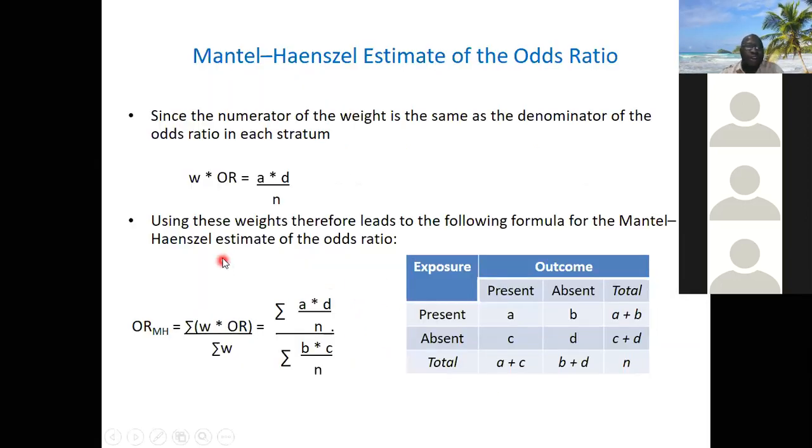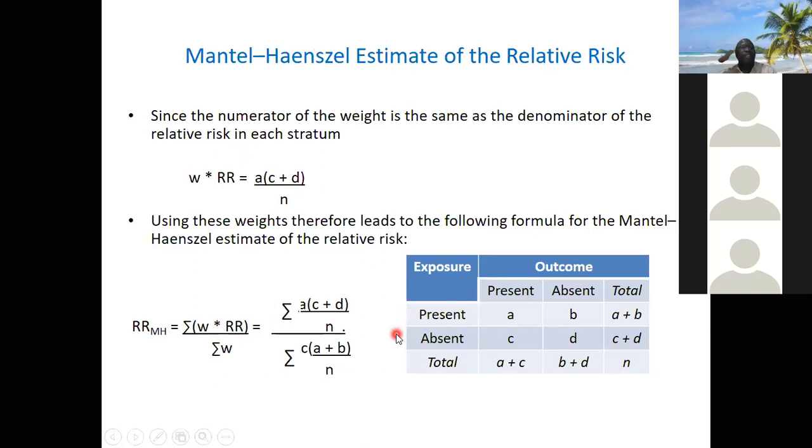Now, if you come here, the Mantel-Haenszel odds ratio will be, can you see? Weight times odds ratio. This is what we have here. The formula for that weight is this one. So this all over this. The same thing for the relative risk.